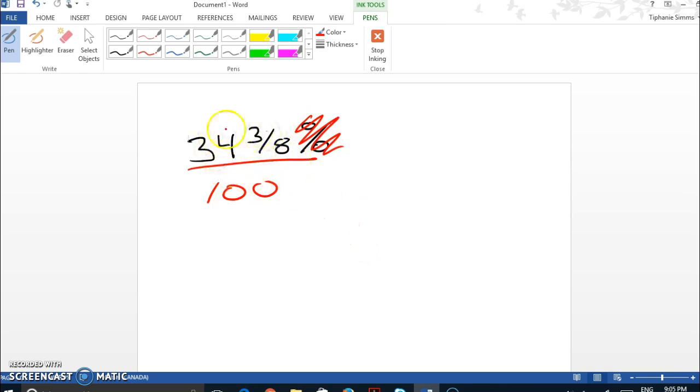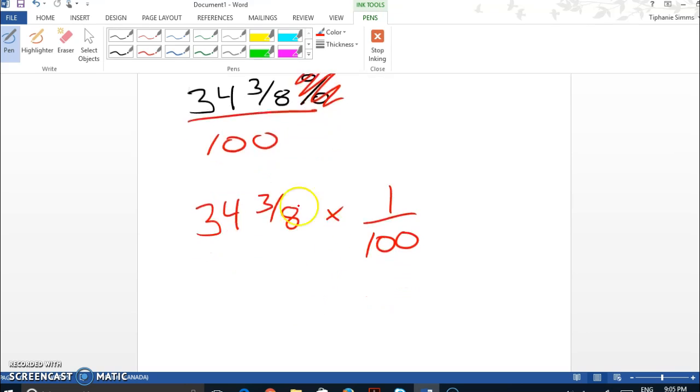That's still kind of ugly, right? We have a mixed number divided by a fraction and all that stuff. So what I'm going to do, I'm going to think of this as 34 and 3/8 times 1 over 100. Because the 100 is in the denominator, it's the same as dividing, right? It means the same thing. I'm going to multiply this by 1 and divide it by 100. That's the same as dividing it by 100.